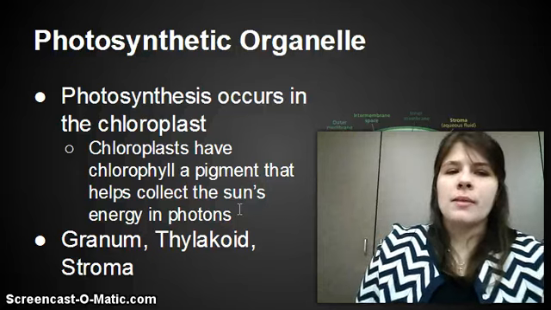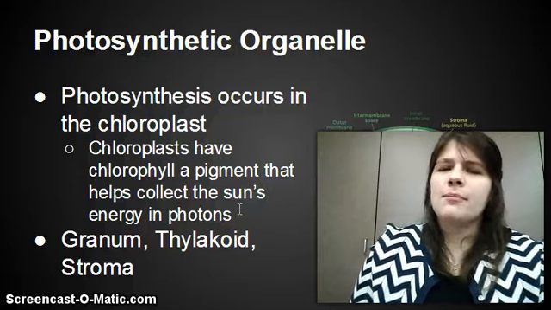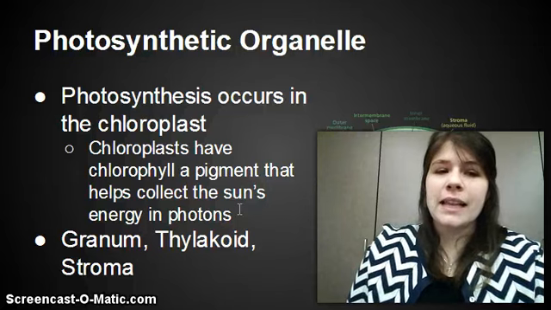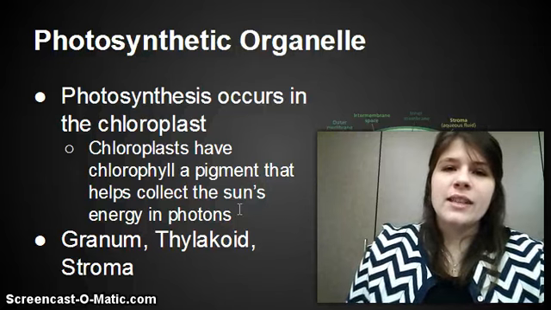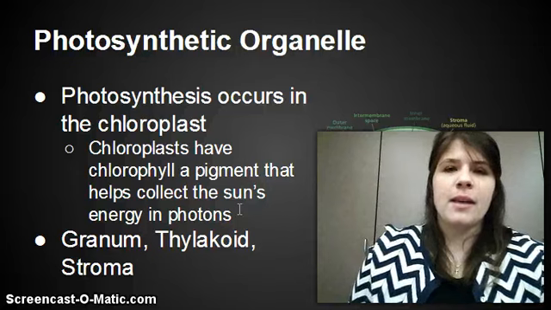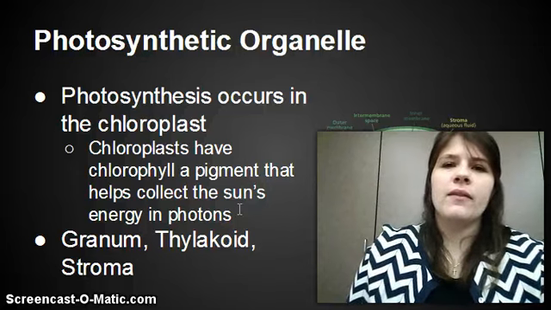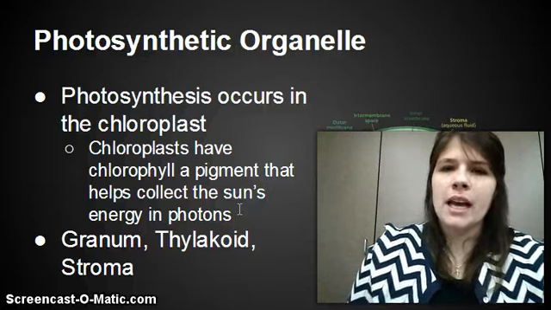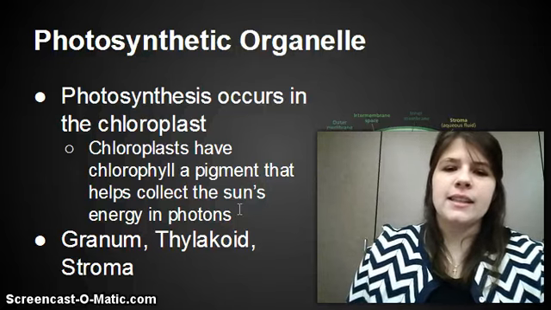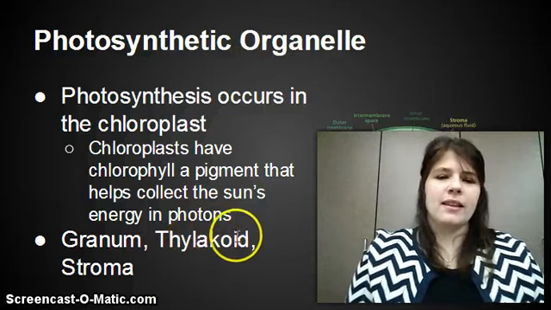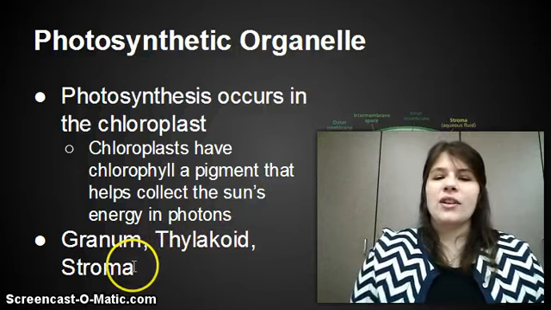And what about carbon dioxide? Carbon dioxide might be a tricky one. Now carbon dioxide comes in through the leaves of plants, and those leaves have small holes in them, and those are called stomata. So they're going to open and close for when the plant needs that carbon dioxide to go through photosynthesis. Now, we have these funny words, granum, thylakoid, and stroma.